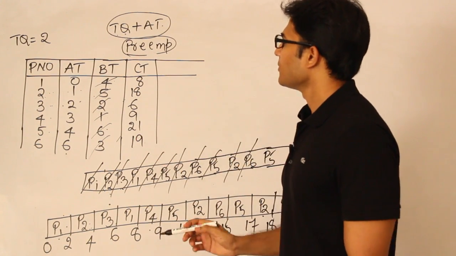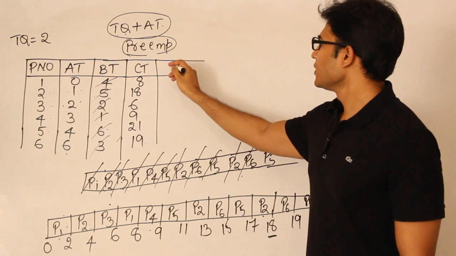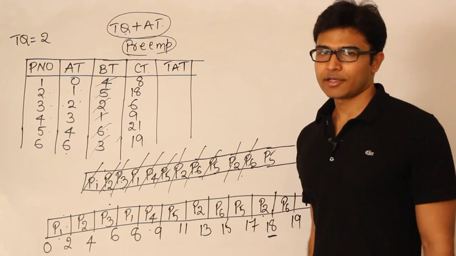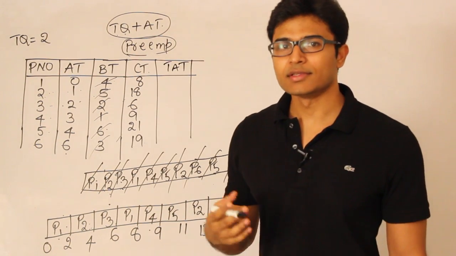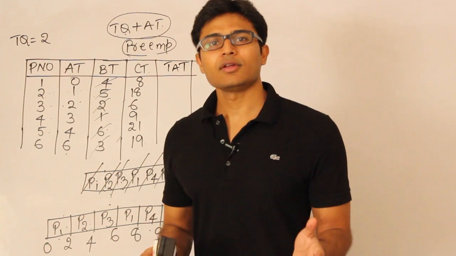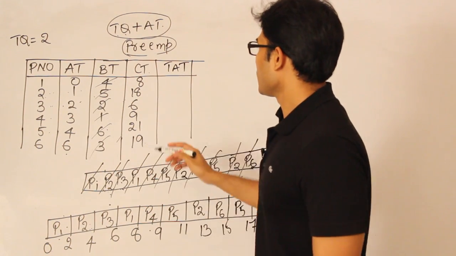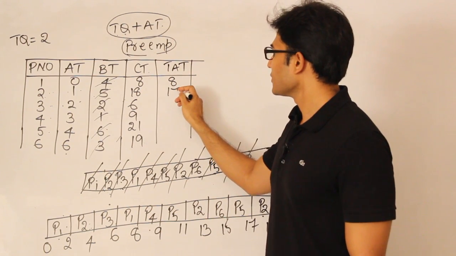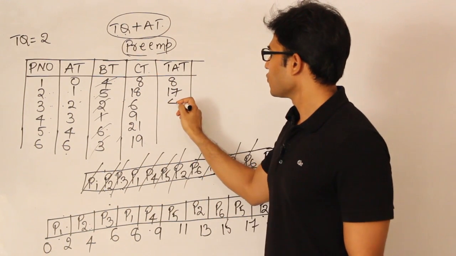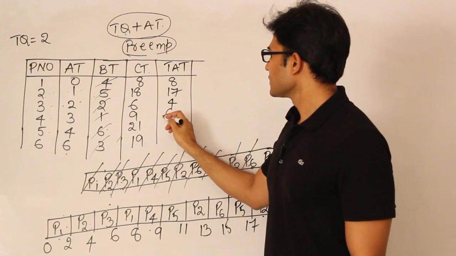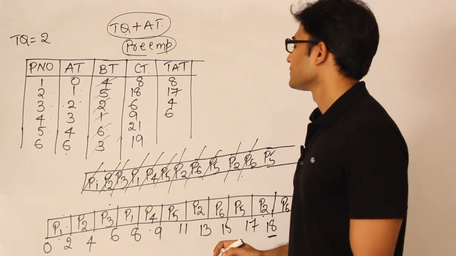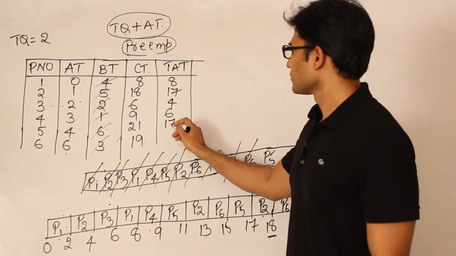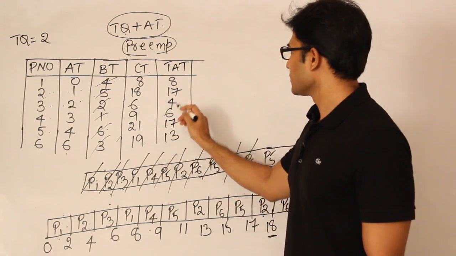And after finding out the completion time, you are supposed to find out the turnaround time. So what is turnaround time? Completion time minus arrival time, that is the total time spent by a process in the system right from its arrival to its completion, right? And now what is the difference? 8 minus 0 is 8, 18 minus 1 is 17, and 6 minus 2 is 4, 9 minus 3 is 6, 21 minus 4 is 17, 19 minus 6 is 13, right?